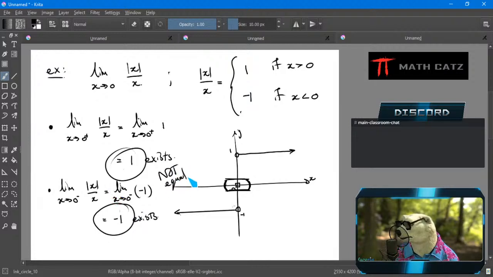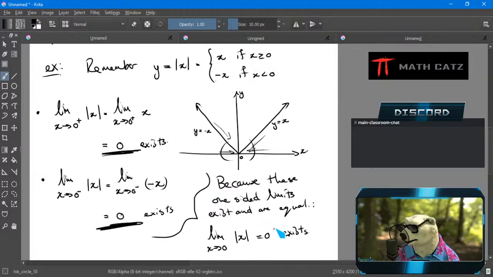Not equal. Even though they both exist, there is stable behavior from either side. The behavior is not the same. It's pointing to different numbers. So for that reason, the two-sided limit does not exist, because I get behavior from either side and they don't agree with each other. They need to agree with each other in order to exist.